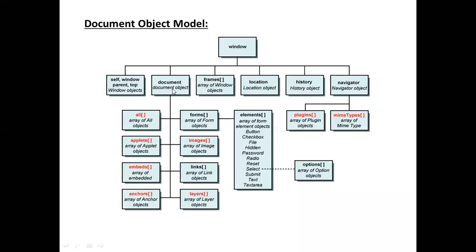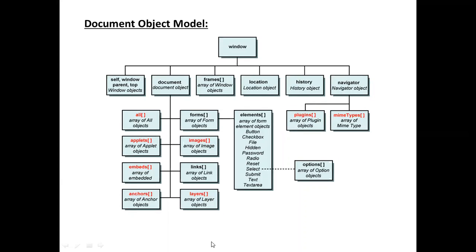Next, the document object. Whenever an HTML document is loaded into the browser's window, it becomes the document object. Let us see an example. Here I open Google Chrome. This one is the window.